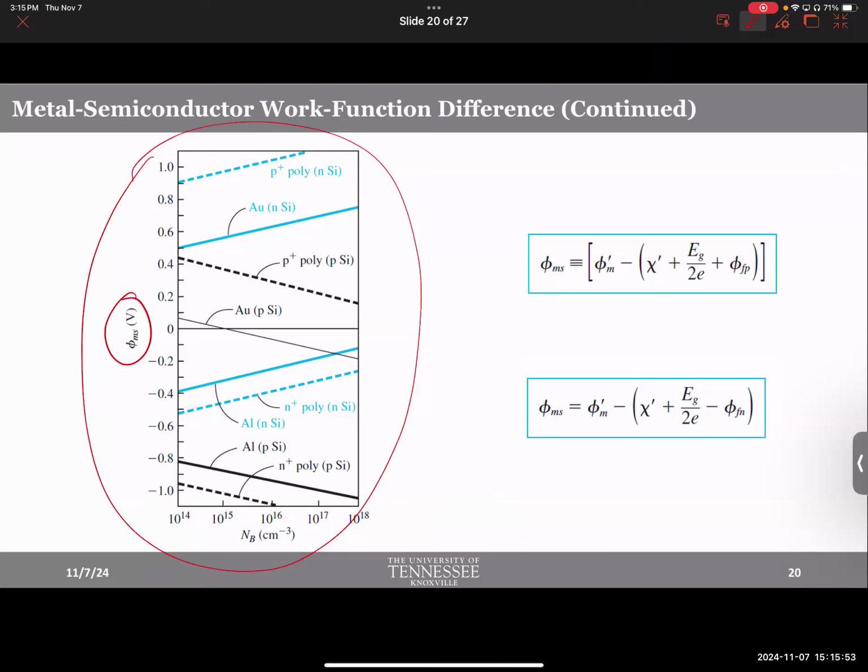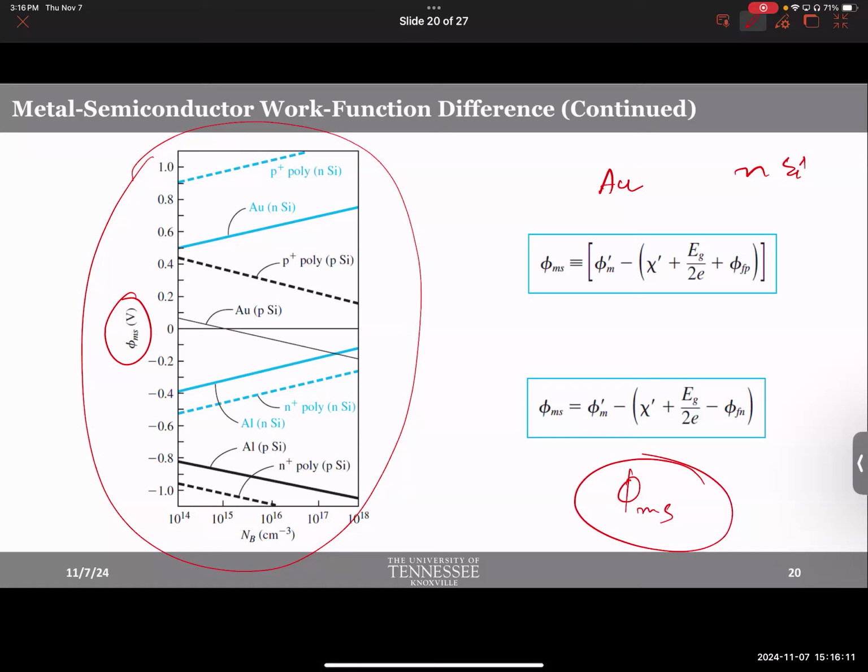So if I tell you that we have a MOSFET with a gold gate contact on top of n-type silicon, and so on, calculate so and so. For those equations, you have phi ms, and you have to find the value of phi ms. How can you do it?